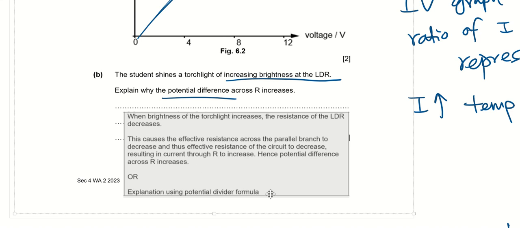We can also use the potential divider formula, which is in the second part of this chapter, to explain. But I think all the teachers have not gone to this potential divider formula, so don't worry. For the WA, it will only be on a series and parallel circuit, or maybe a combination of series and parallel. So you need to know how to get your effective resistance, how to know which circuit is being shown, whether it is series or parallel, and to find the effective resistance. Okay, I'll be doing another video on the next practice paper.